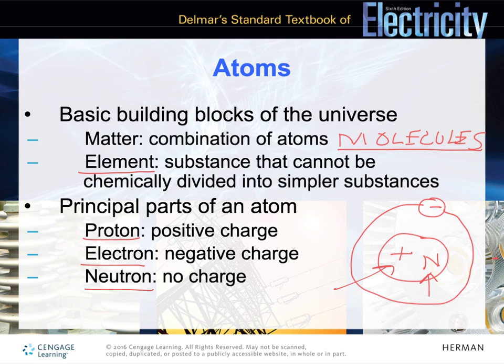So when we're talking about the atom, we're really talking about the nucleus, what's contained in the nucleus, and what's contained in the orbital rings or the orbital shells around the nucleus. So if we're looking at our diagram, we know that the protons and the neutrons exist in the nucleus, and the electrons are what are orbiting around the nucleus.